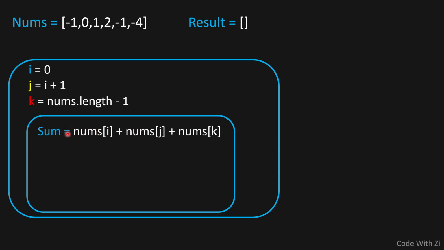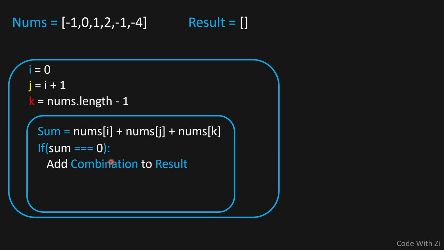Because again, remember, our goal here is to find all of the triplets or the combinations between these three that are gonna be equal to 0. So we need to have a sum so we can see if it's gonna be equal to 0 or not. Then after that, we're gonna check if our sum is actually equal to 0. If it is equal to 0, we're gonna add our combination to our result variable that was defined here. And our combination is gonna be nums[i] and nums[j] and nums[k].